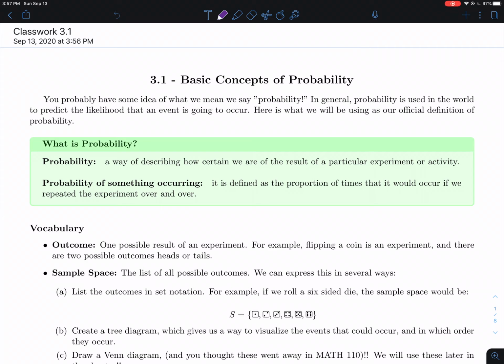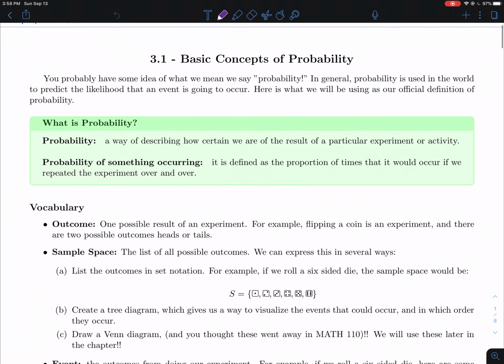So let's start off with a little bit of definitions just to make sure we've got the background behind it first. What is probability? Probability is just a way of describing how certain we are of the result of a particular experiment or activity. The probability of something occurring is defined as the proportion of times, or the fraction of times, that it would occur if we repeated the experiment over and over and over. We'll actually demonstrate that in a little bit so you can see it live and in person.